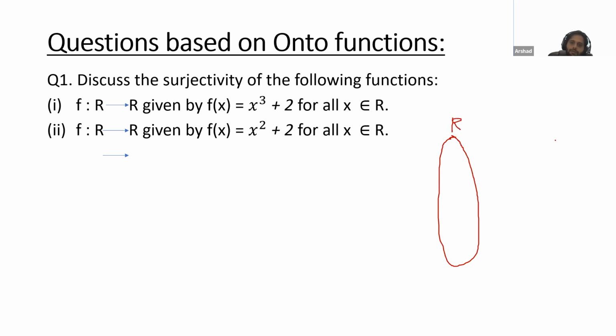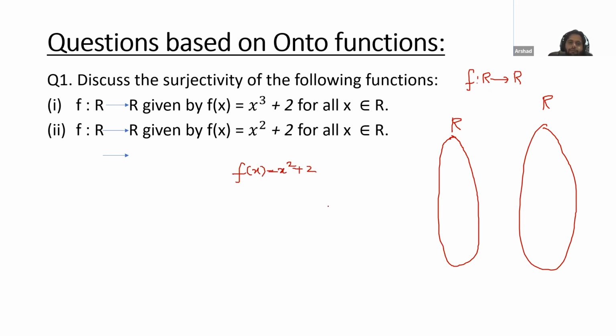Here the first set is R. Here the second set is R. The function is from R to R. Function is f(x) is equal to x squared plus 2. So here you have infinite values: -1, -2, 0, 1, 2, 3. Similarly, here this is also a real number. You have infinite values, -1, -2, 0, 3, 6, 11.